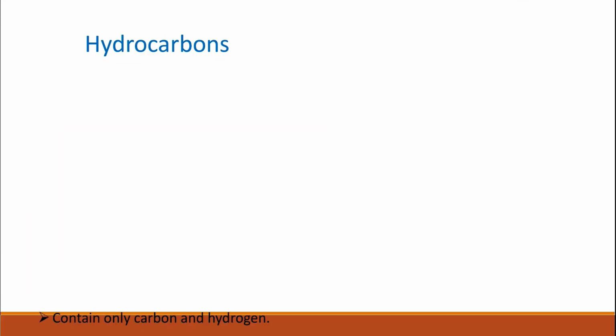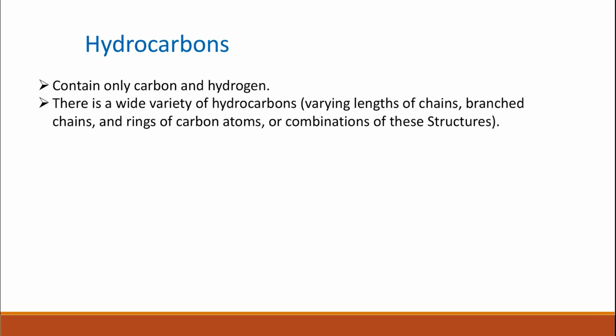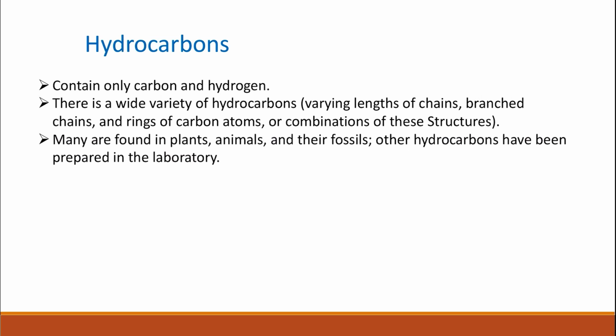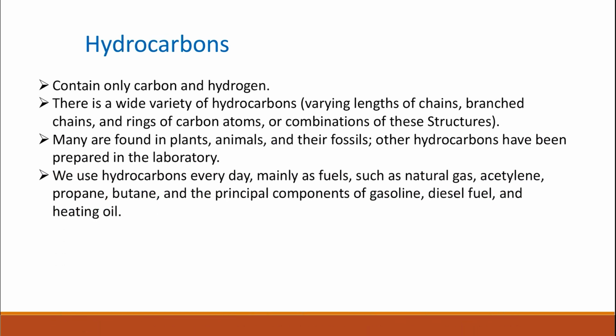So let's start talking about the hydrocarbons. Hydrocarbons contain only carbon and hydrogen. They can come in varying lengths and some of them are branched. Many of them can be found in living organisms like plants, animals, and their fossils. Other hydrocarbons can be prepared in the laboratory.